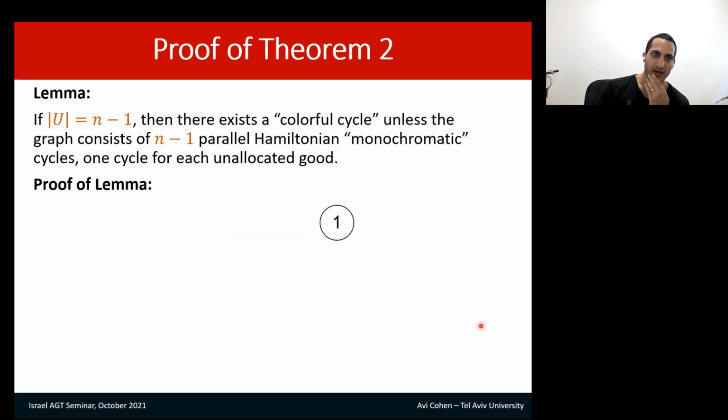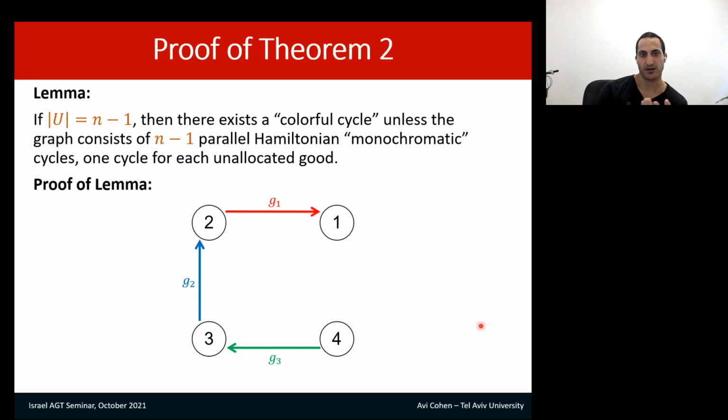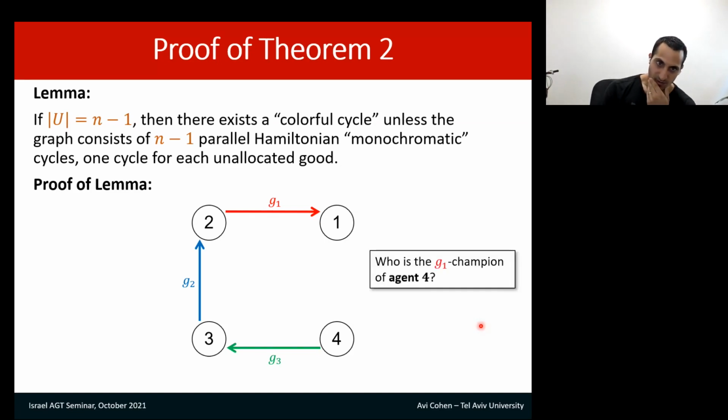Okay, so the proof of the lemma, similar to the previous proof, we start with agent 1. We know that it has a g1 champion, so let's call it 2. Agent 2 has a g2 champion, let's call it 3. Agent 3 has a g3 champion, let's call it 4. But now we are out of distinct items. We've already used all the items. So what do we do now? We ask who is the g1 champion of agent 4. If it's 2 or 3 or 4, then we have a colorful cycle. So it has to be 1.